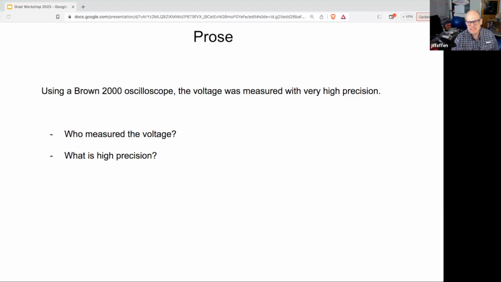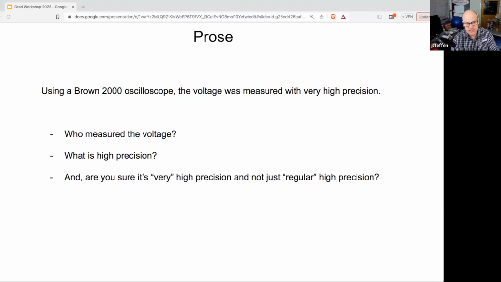So you want to make sure that you have a definition for what the terms are that you're using. So what does high precision mean? And are we sure when we wrote this sentence that it's very high precision and not just regular high precision? Why not uber high precision? So adverbs are particularly bad at conveying useful information when it comes to the scientific literature.